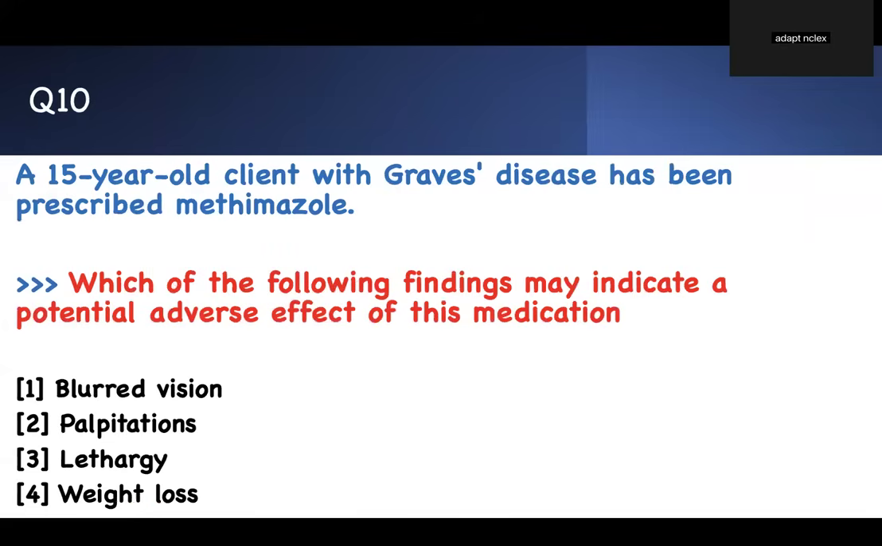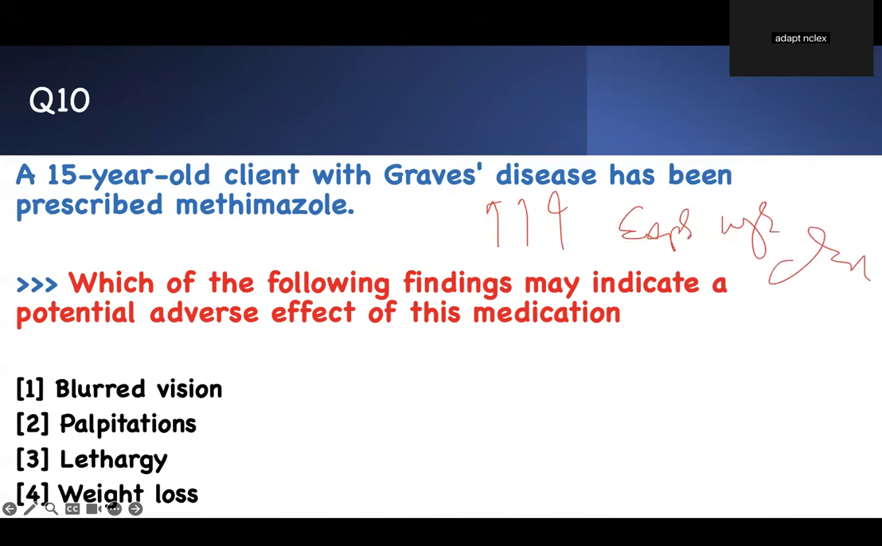A 15-year-old client with Graves' disease has been prescribed methimazole. Which of the following findings may indicate a potential adverse effect of the medication? These require some critical thinking. I told you prioritization can come in different forms. This is a prioritization. You have Graves' disease. What does that mean? It's hyperthyroidism. What should I expect? Everything is going to go up except what? Your weight. Your weight goes down.